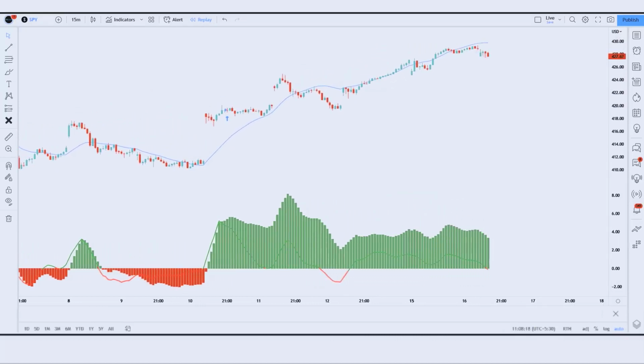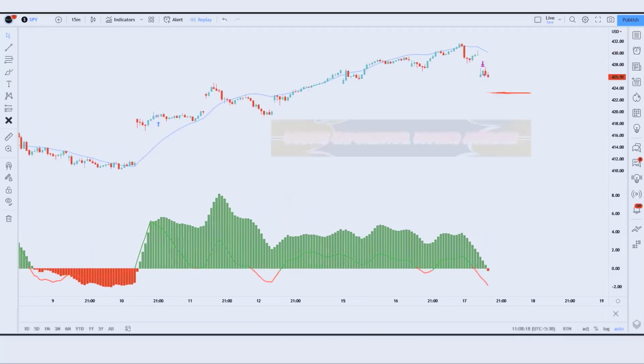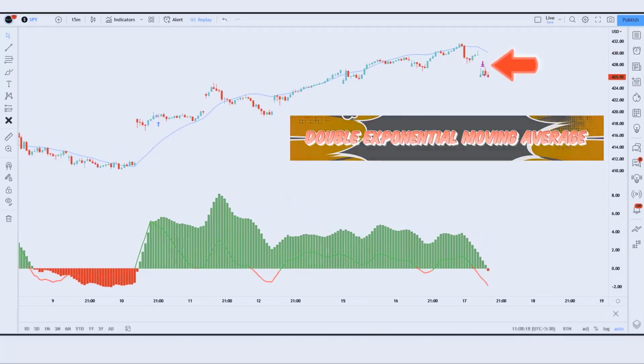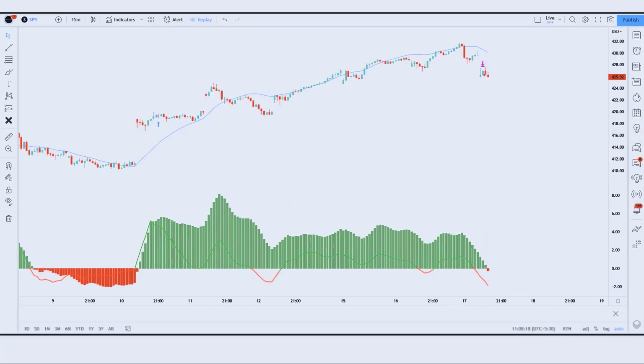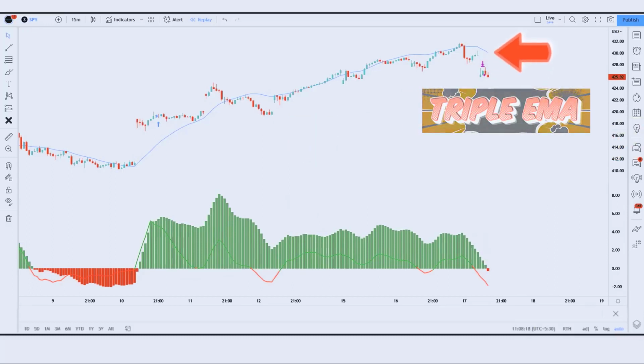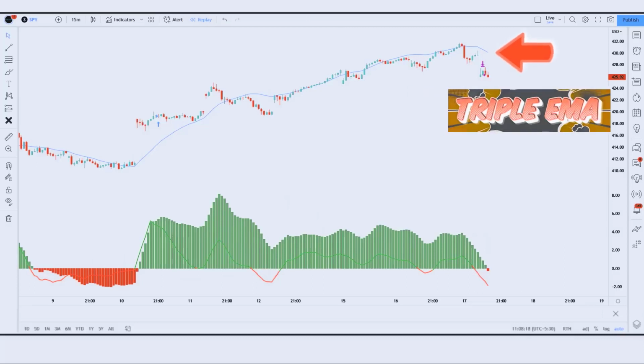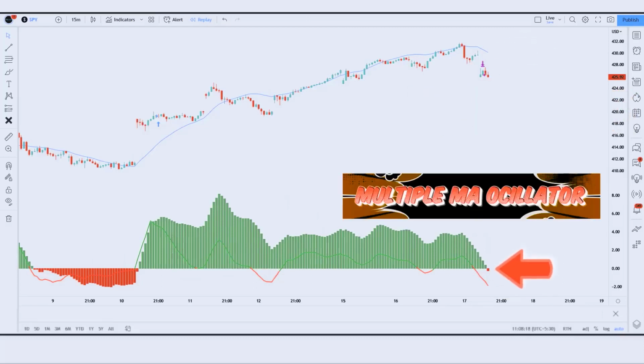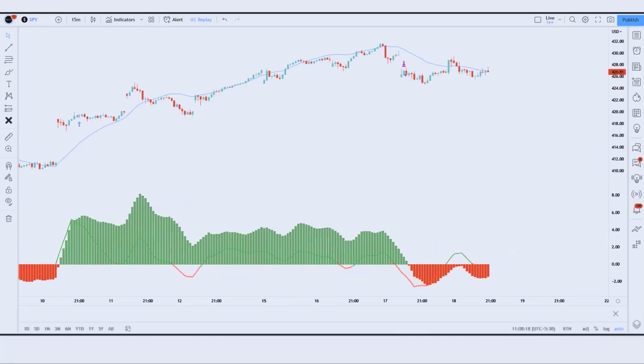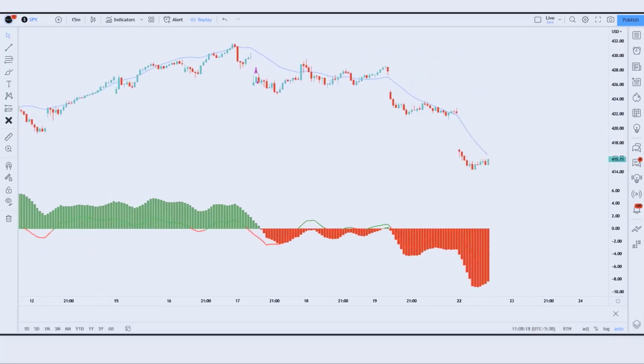First of all, let us know about trading tools. The up and down arrow indicator we see in the chart is called the double exponential moving average indicator. The blue line indicator we see in the chart is called the triple EMA indicator. The indicator at the bottom, we call it the multiple MA oscillator indicator. Now we tell you how we want to trade. Let's start the video.